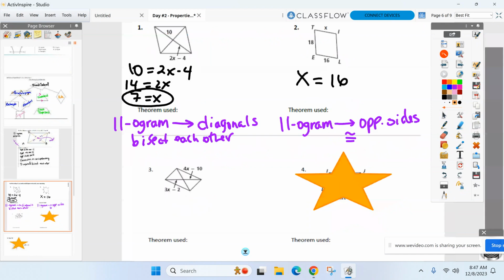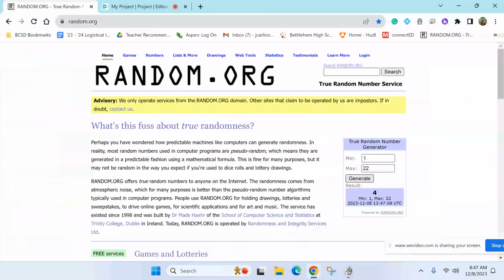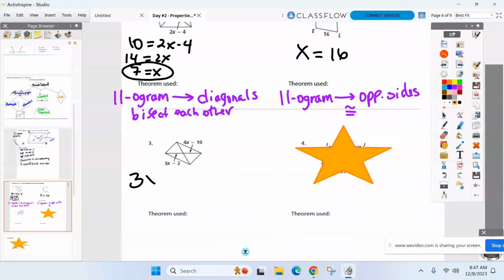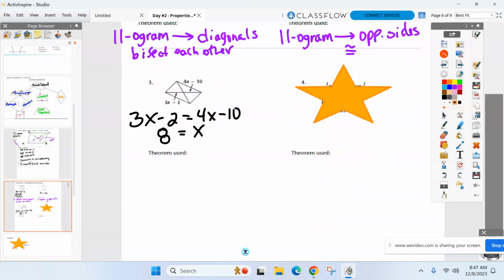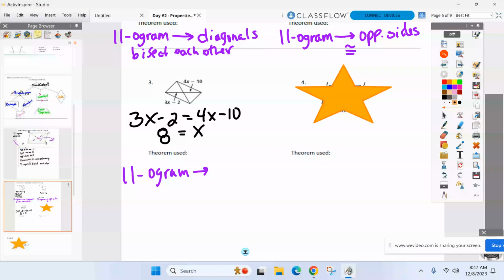And number 3, what are you going to do with the 3x minus 2 and the 4x minus 10? Tess, what are you going to do with them? So what do I got there? X equals, move the 10 over, 8. And parallelogram implies what property was used here by Tess? Lauren?